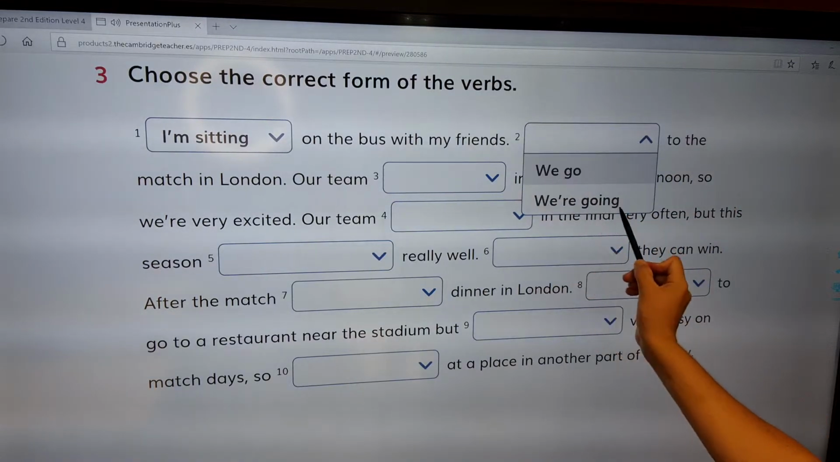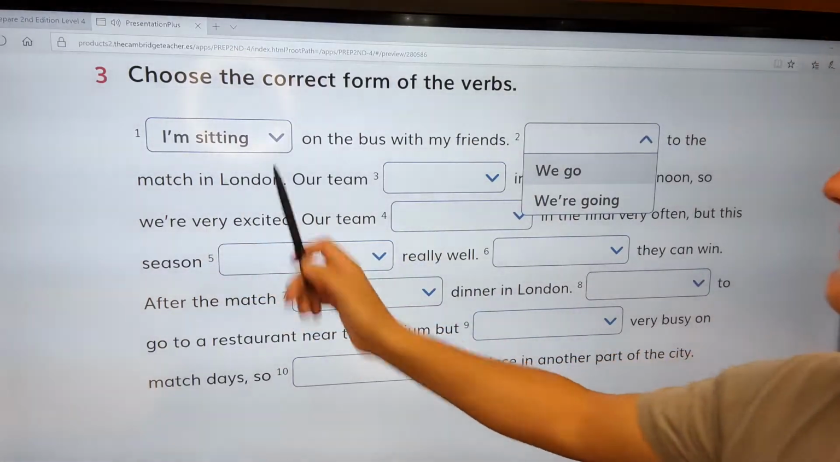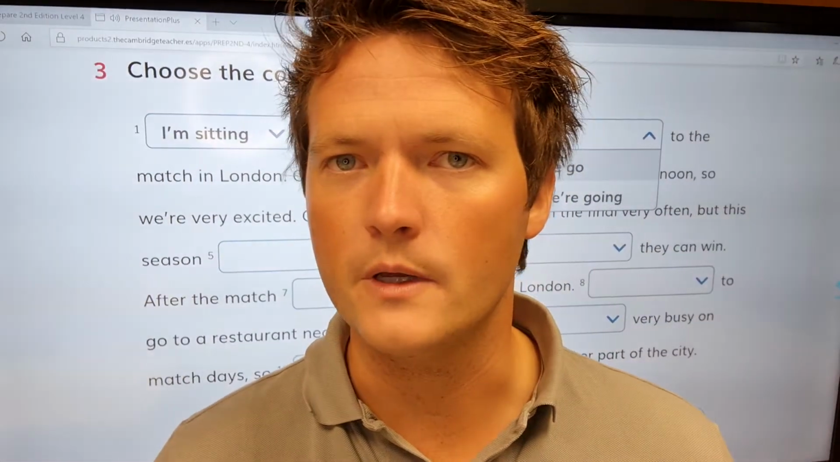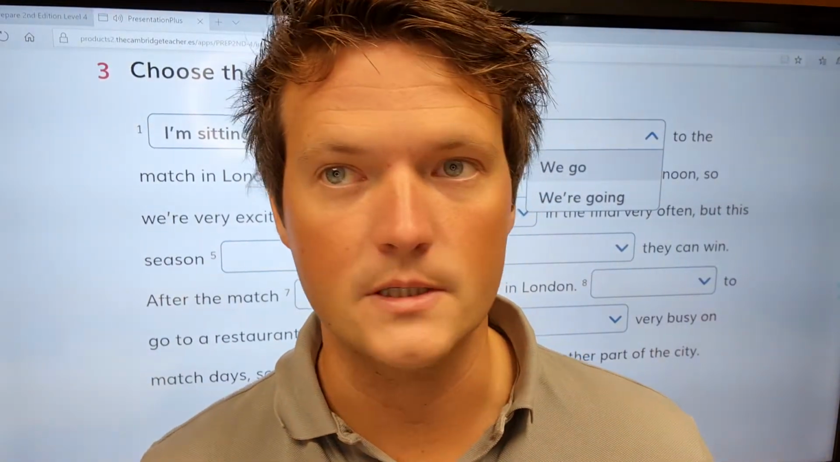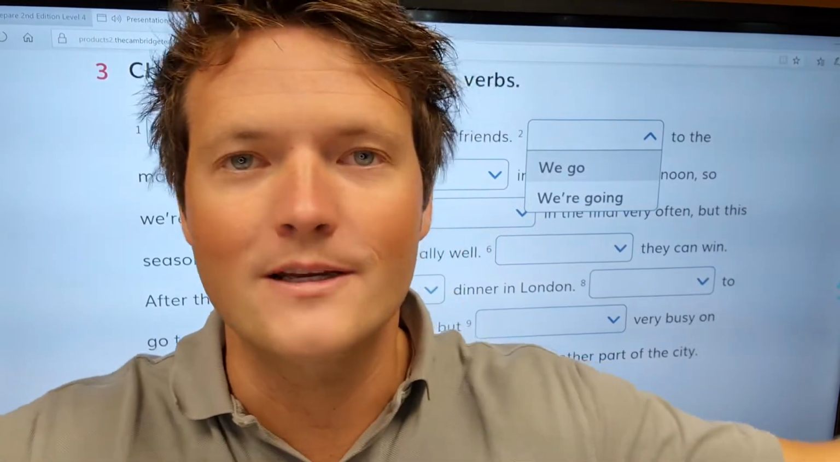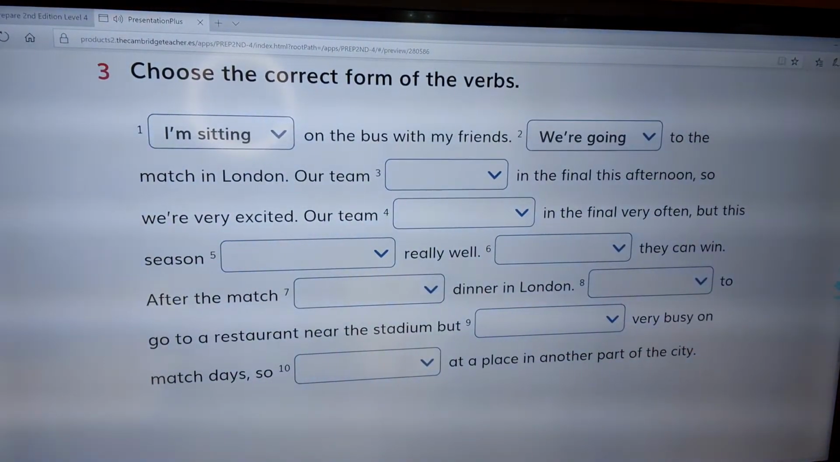We are going to the match in London. Well, what are we doing? We're sitting on the bus, and why are we sitting on the bus? Because we're doing something. We're heading to London. We are going to the match in London, right?